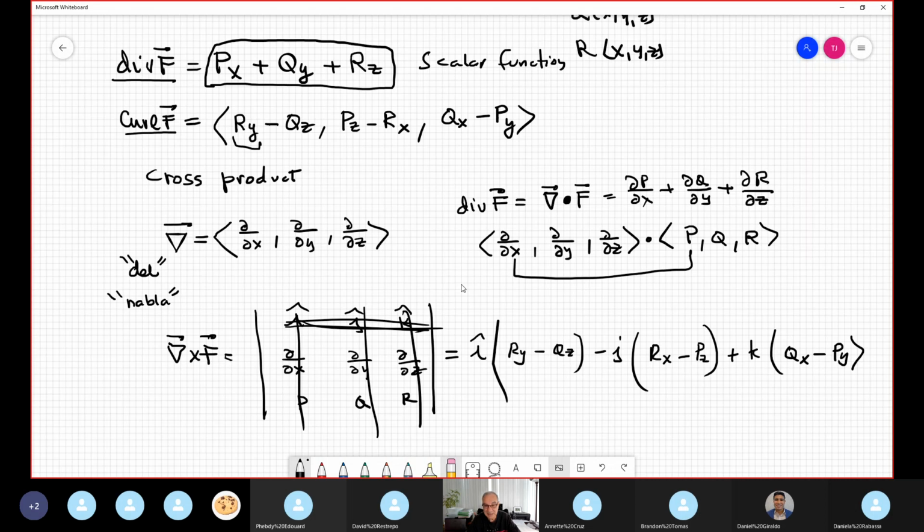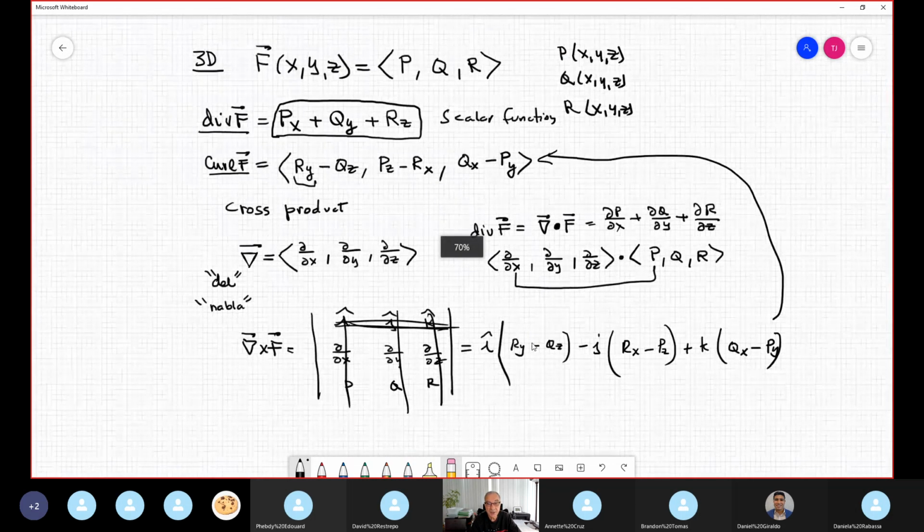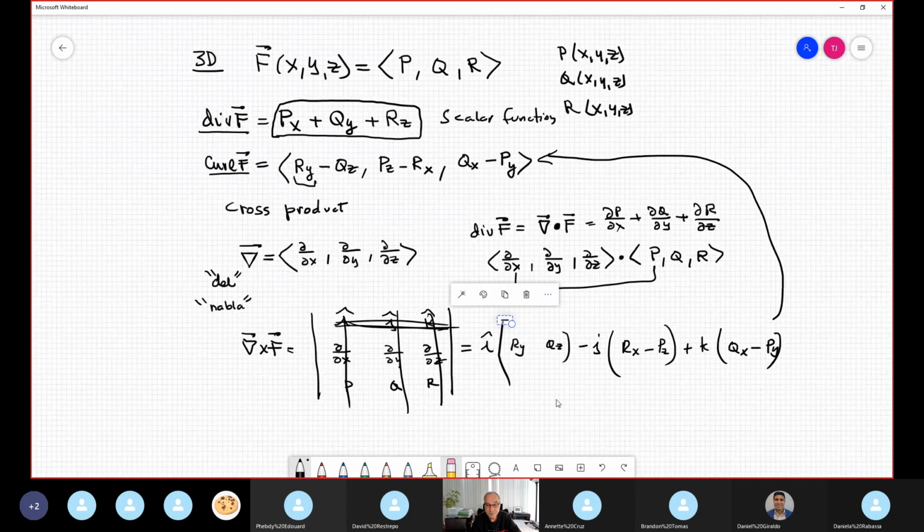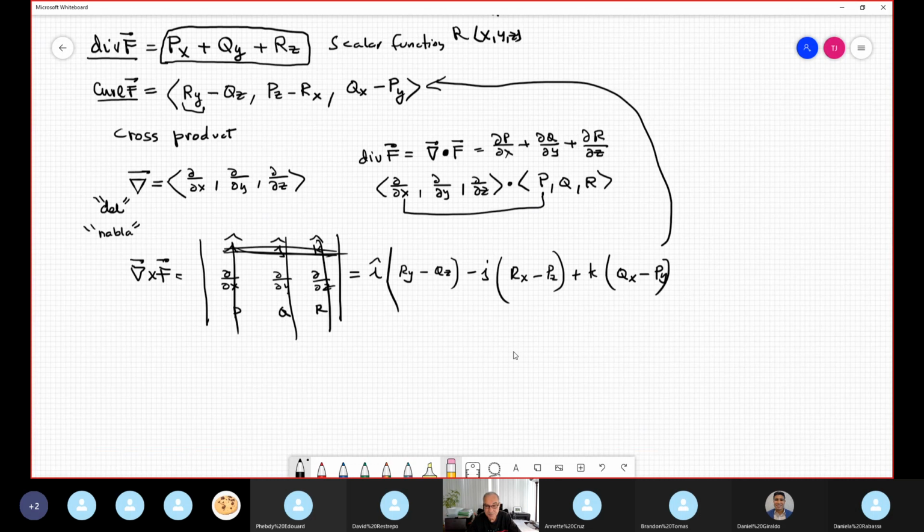But close the parenthesis. Sorry, it's a parenthesis. And if you want to express this as a vector, it's exactly like this. Do you see that? By the way, a curiosity. The last part is this. It's the formula Q_x minus P_y. It's the formula for the curl in 2D.